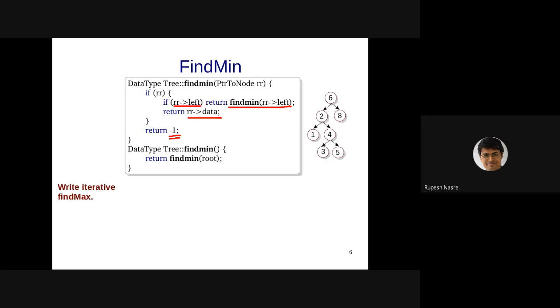Andrea says while RR equal to RR arrow right, return RR arrow data. Sure. Aniruddha says right max has to always be the rightmost leaf, because if any element is greater than a particular node, it has to be in the right subtree of the node. Sure. So that seems to be reasonable.